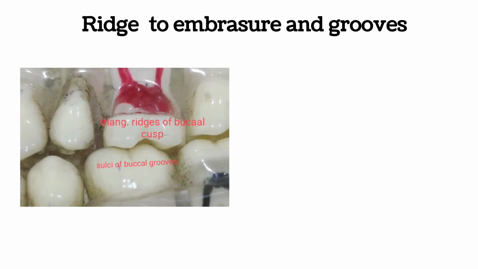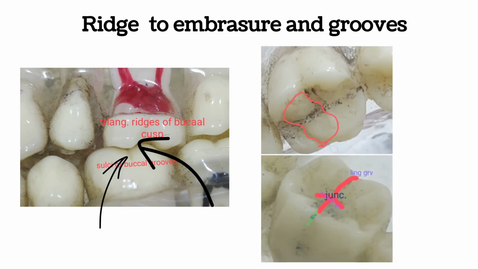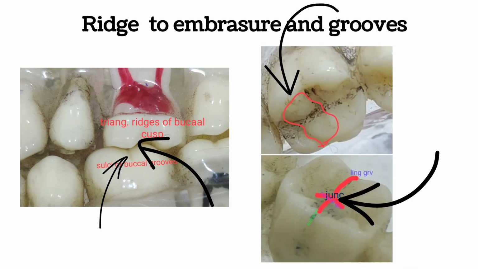Ridge to embrasure and grooves. Triangular ridges of buccal cusp of maxillary first molar contact buccal sulci of mandibular first molar. Oblique ridge of maxillary first molar contacts the junction of buccal, central, and lingual grooves of mandibular first molar.